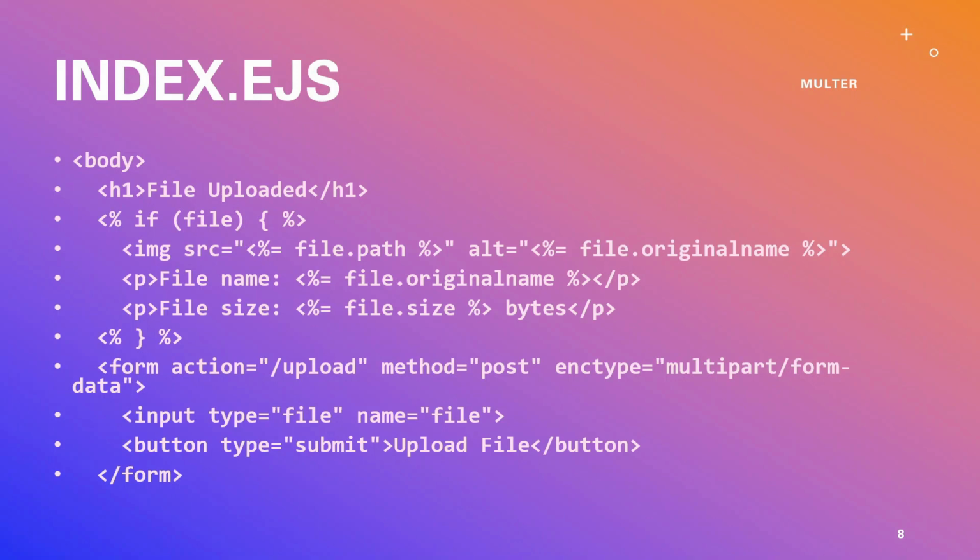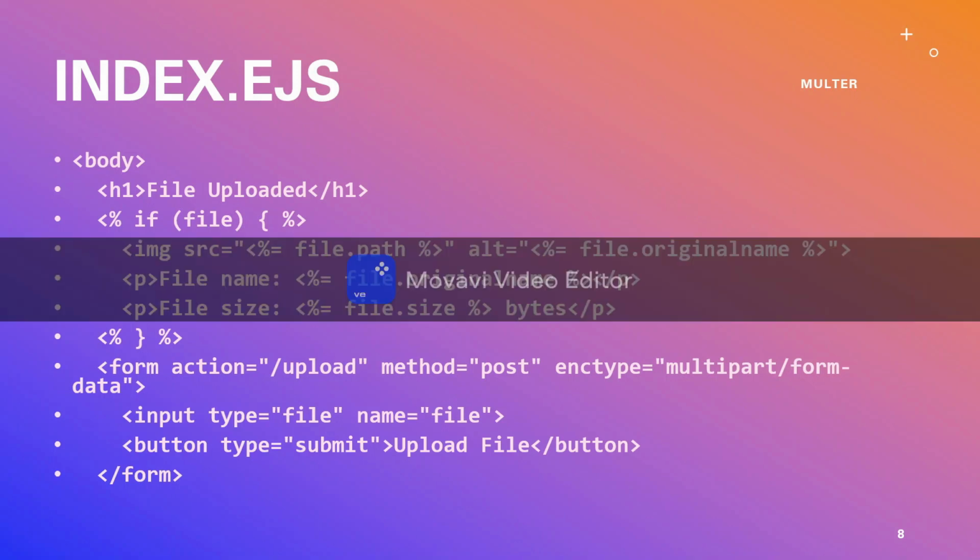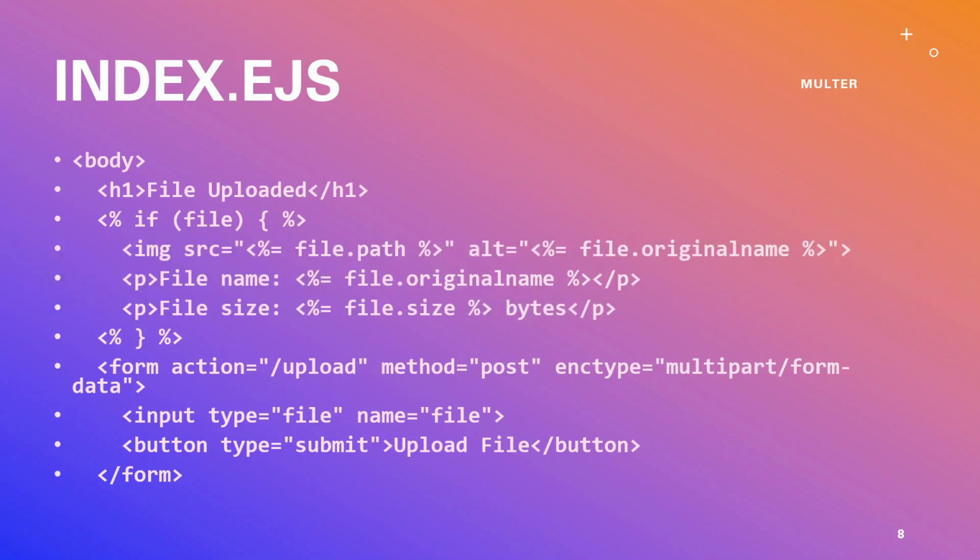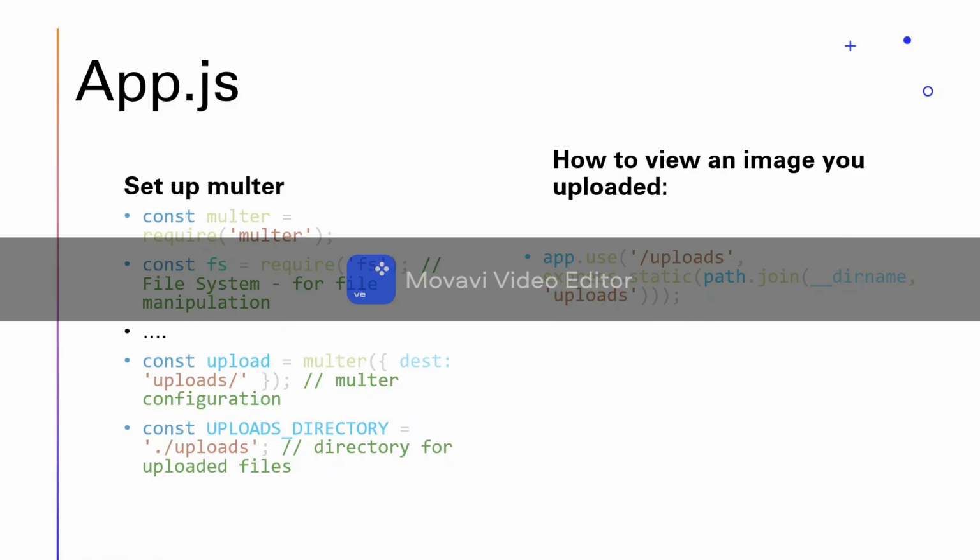So this is the bare bones of our index.ejs. Up top, we have the if file condition. This is the condition that will throw an error if your file is not set to null. And underneath that, we have the source of the file, which will be the image itself, the file name, as well as the file size. There will also be an option for you to choose a file from your computer to upload, as well as the upload button.